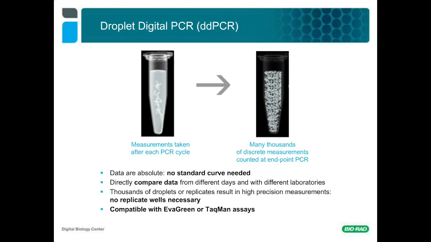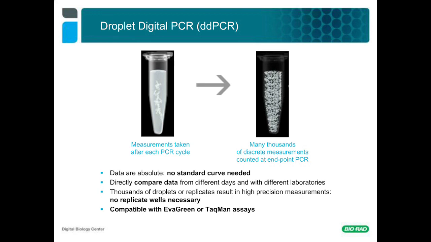In the tube on the right is Droplet Digital PCR, or ddPCR. Here, the PCR reaction has been partitioned into thousands of uniform-sized droplets. In this method, the fluorescence is measured per droplet after all of the PCR cycles have been completed. This generates an absolute measurement that is based on the actual amount of nucleic acid material present in the sample.